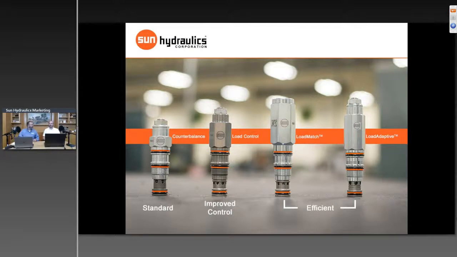Okay. And on that, really, the counterbalance valves are there to just control the motion. They're not going to control the torque specifically. However, the setting of that can have an effect on the torque.